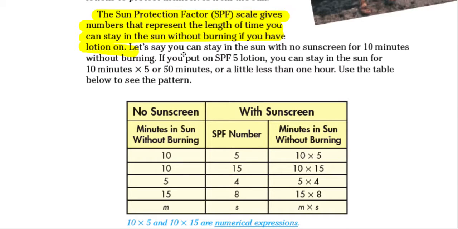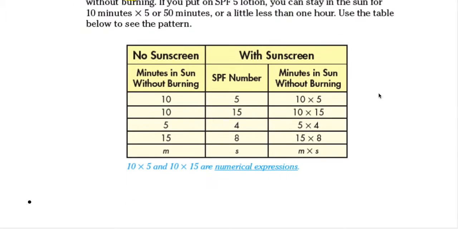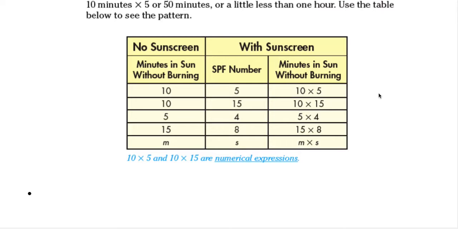Let's say you can stay in the sun with no sunscreen for 10 minutes. Let's say you go out in the sun with no sunscreen at all, and after 10 minutes you start getting sunburned. So that is your limit under the sun without lotion. If you put on SPF 5 lotion, you can stay in the sun for 10 times 5, or 50 minutes, a little less than an hour. And this table will show us more SPF numbers.